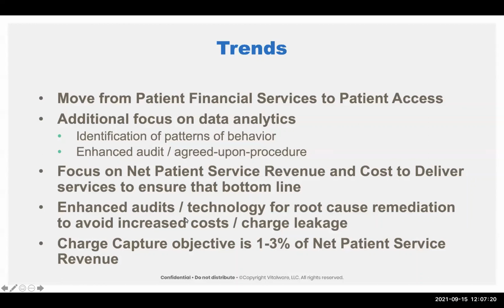So more people are looking at cost to deliver, especially in value-based care or risk-based agreements with payers. We want to enhance our audits and root cause analysis. There are many solutions and audits out there that find the problem over and over again daily, and it goes into a queue to work, like the Rev Guardian queues or whatever, but we never seem to fix the problem. And we still see, even today, 1 to 3% of net patient service revenues left on the table.